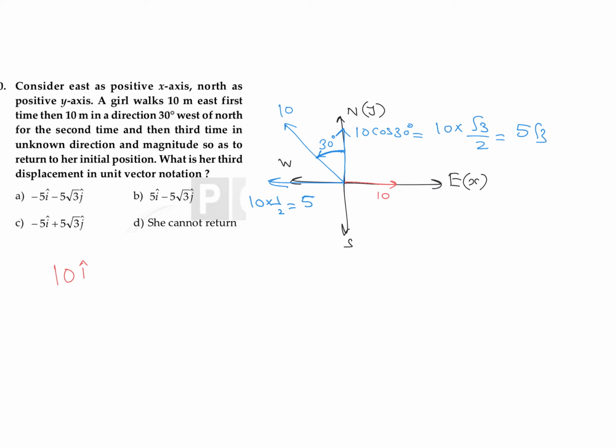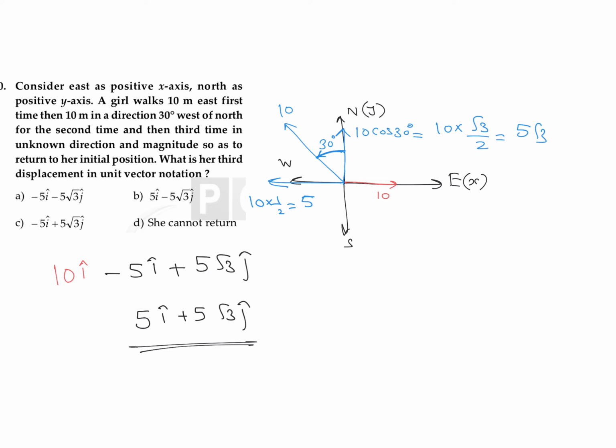So if we add the total vector, that is 10 along i cap, then 5 root 3 along j cap, and minus 5 along i cap. So we can take it as 10 i cap minus 5 i cap, and plus 5 root 3 along the positive j cap or y-axis. So 10i minus 5i, we can take as 5 i cap plus 5 root 3 j cap. This is the resultant vector.